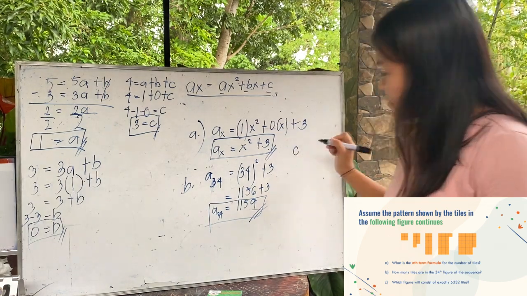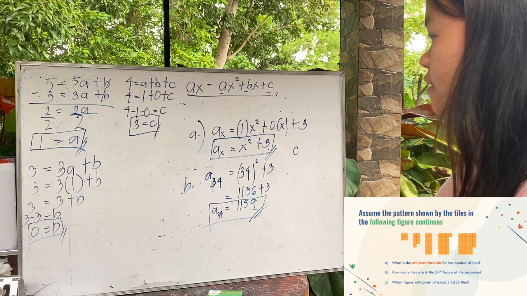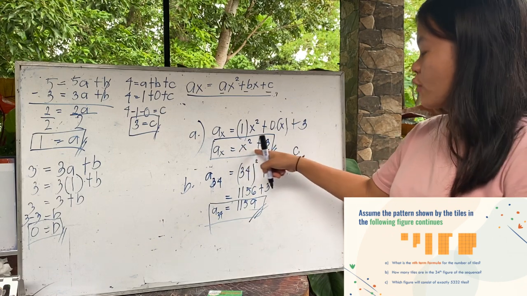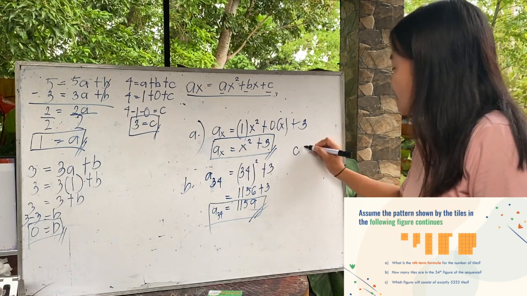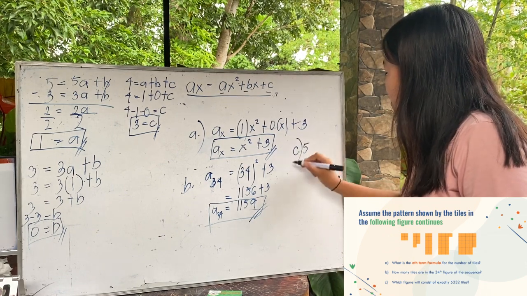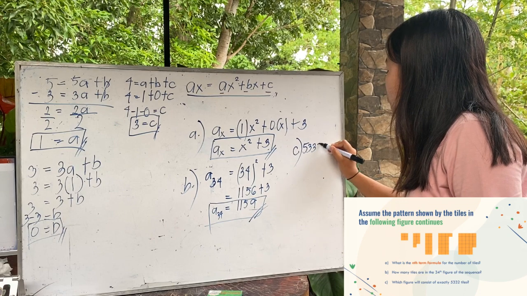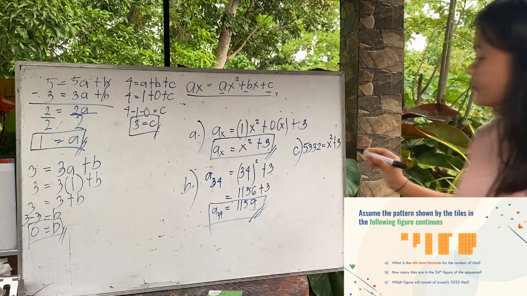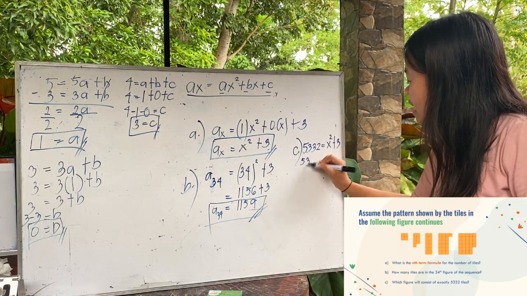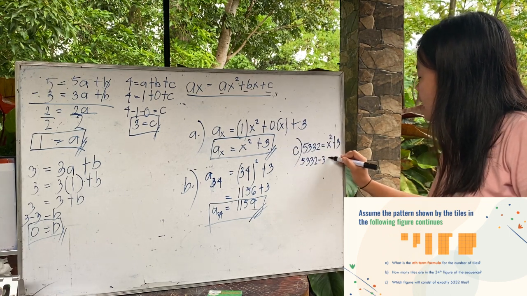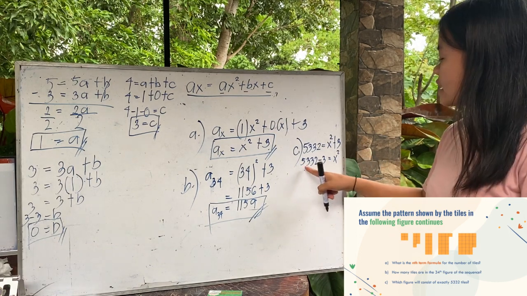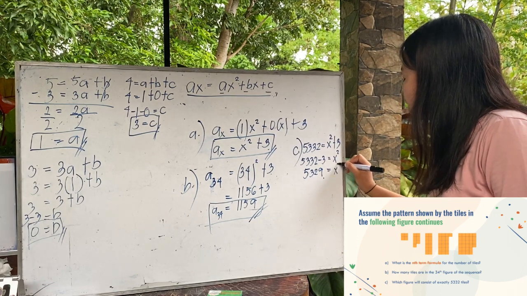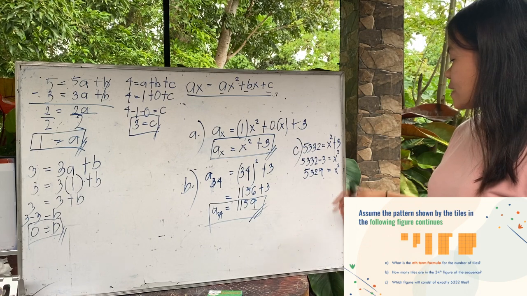And C, which figure will consist of exactly 5,332 tiles? Still, by using this formula, A sub x, 5,332 equals x squared plus 3. So transpose: 5,332 minus 3 equals x squared. So this is 5,329 equals x squared. To simplify, we will find the square root of the values.